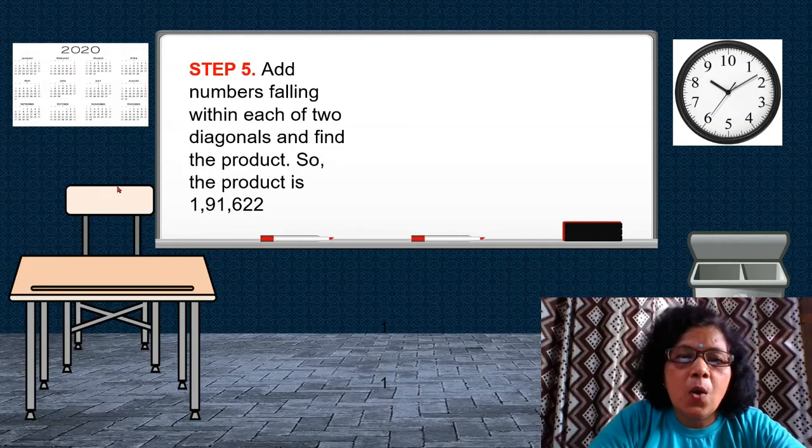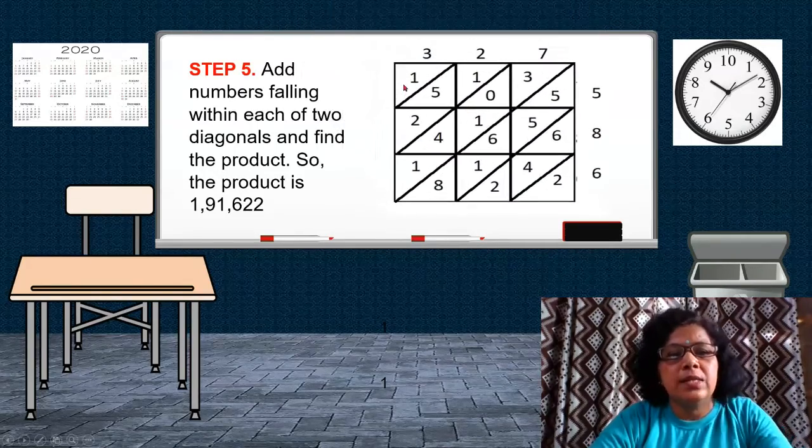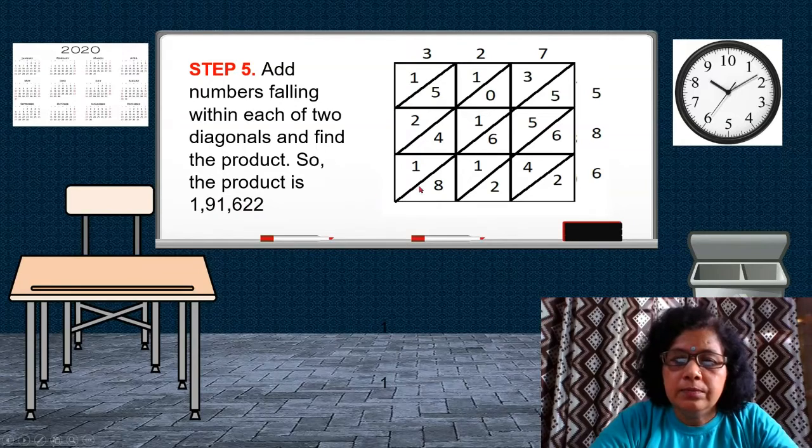Students, now add numbers falling within each two diagonals and find the product. So the product is 1,91,622. Let's see how it comes. Add each diagonal. Here in this diagonal we have only one digit, that is 2. No other digit to be added, so we will write down 2 here. Now 6 plus 4 is 10, 10 plus 2 is 12. So we'll write 2 here and 1 will be carried forward.